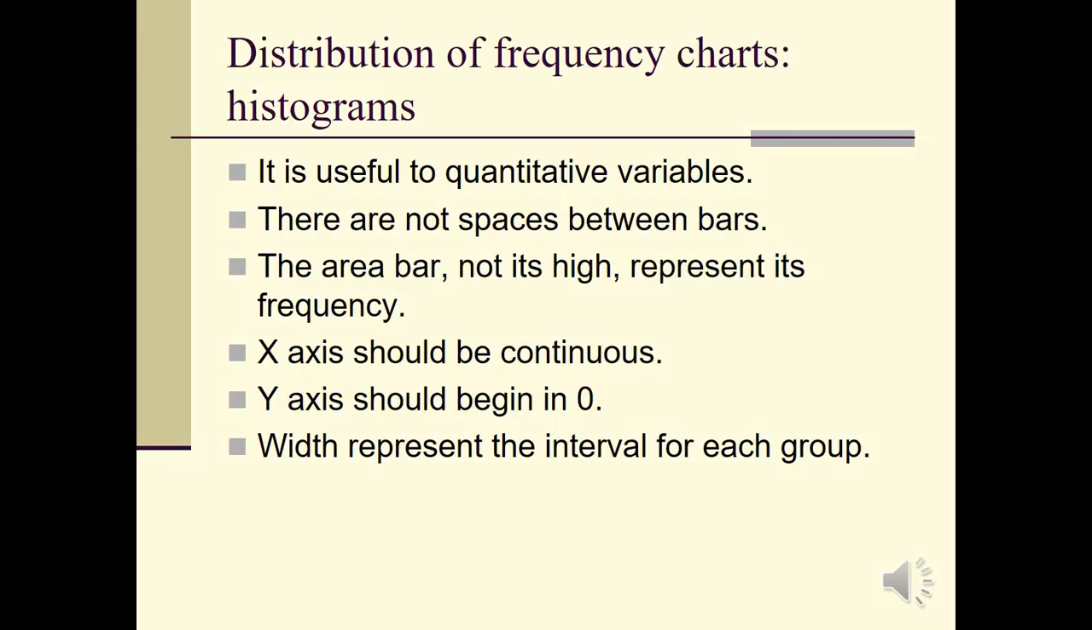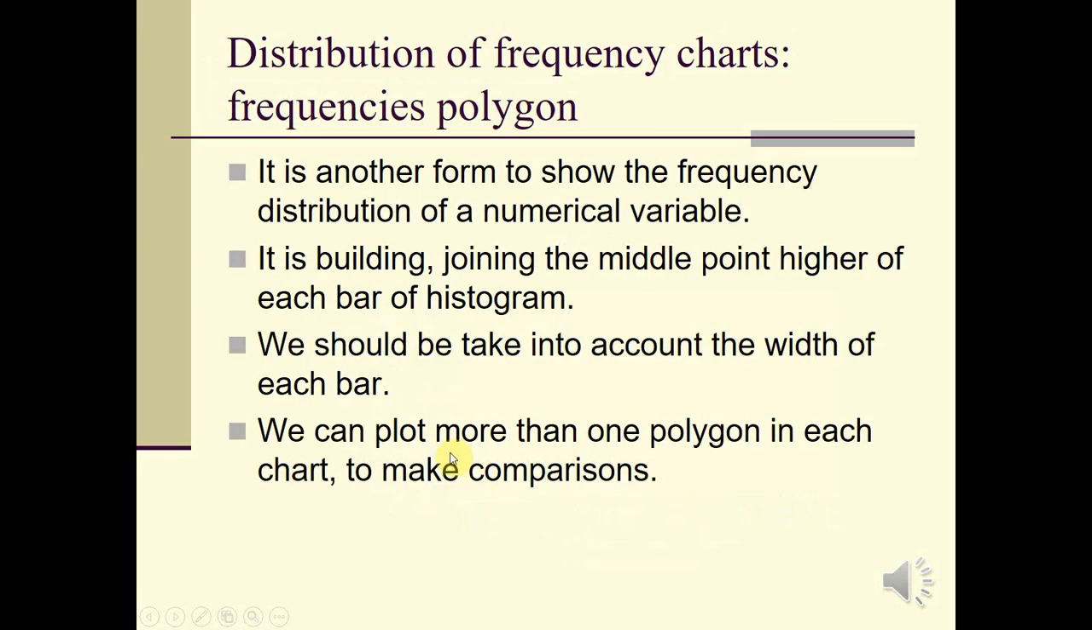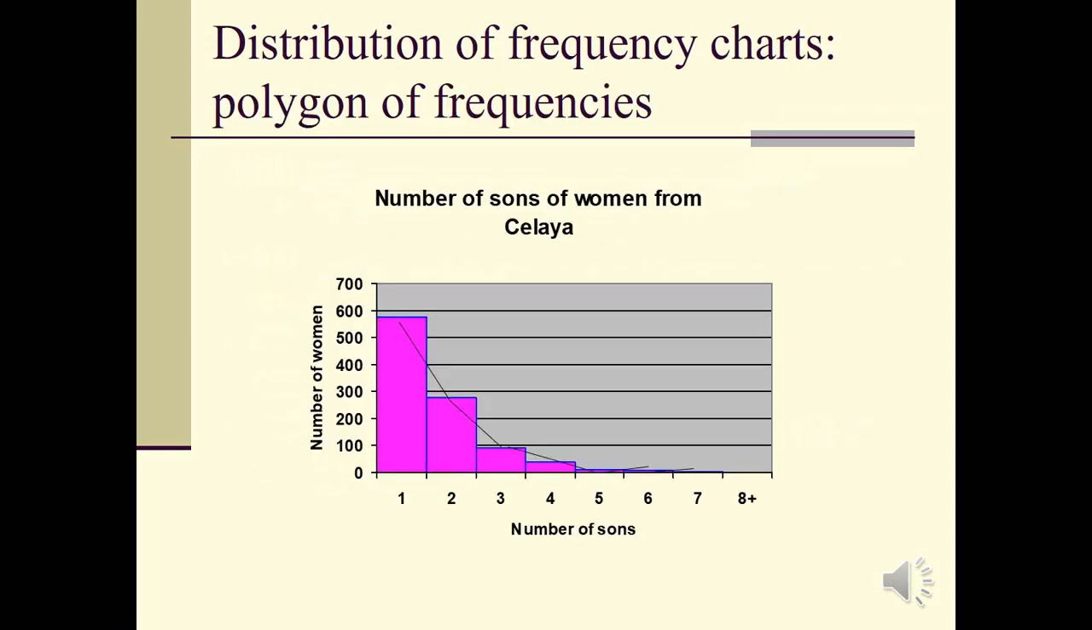Distribution of frequency chart, the histogram. It is useful for a quantitative variable. There are no spaces between bars. The area of the bar, noting its height, represents its frequency. The x-axis should be continuous. The y-axis should begin at zero. Width represents the interval for each group. Here we have the number of sons in women from Silaya, which is a city. We have these numbers and their frequencies, and we can see that there is no space between bars. Now, if we make a line passing through the center of each bar in the histogram, the result will be a frequency polygon. Thank you very much.